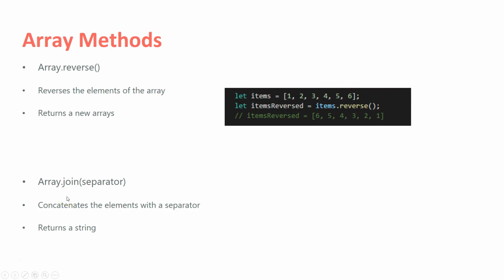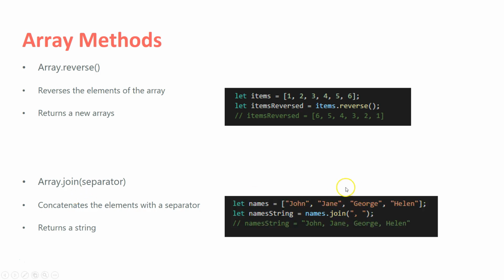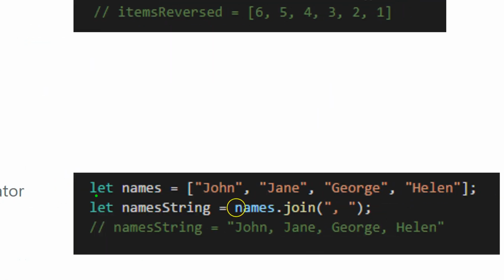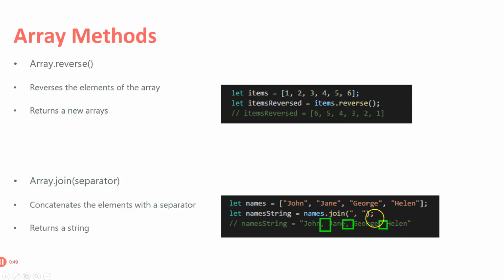We have array.join with some separator, which is concatenating the elements with the separator and returning a string. So here I have some array of names, so a string array, and I have let names string is equal to names.join, and here is your separator, comma and space. Then the string that I receive is something like that. So the string with all items, and all of them are separated by comma and space.